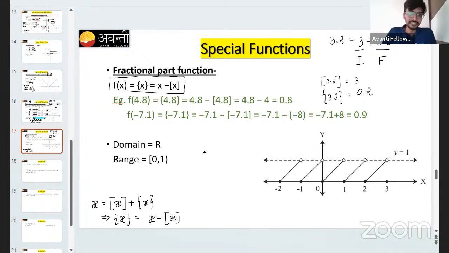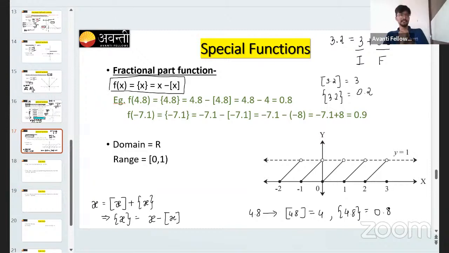So if someone now gives me a number, which is 4.8, and asks me two things. First is the integral part, which is step of 4.8. It's very simple. It is 4. And second, they can ask the fractional part of 4.8. So what is the fractional part of 4.8? It is 0.8. Please remember, the fractional part should be between 0 and 1.